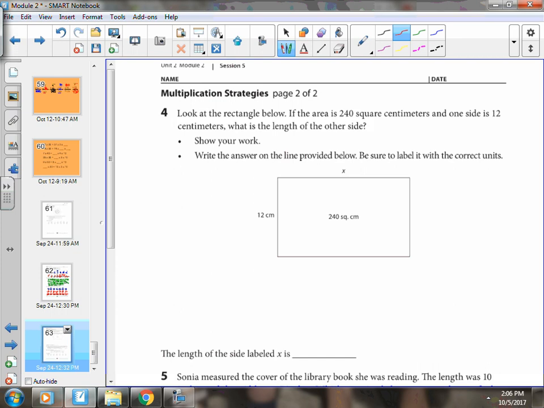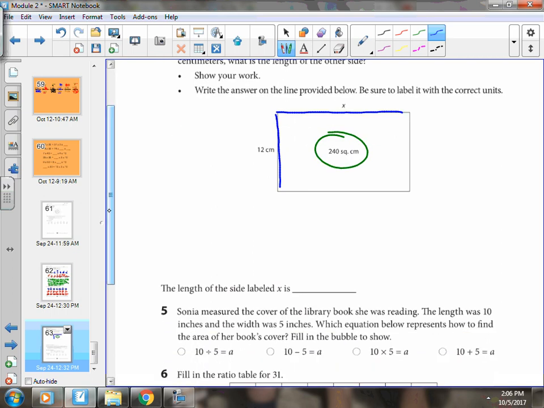Home Connections 34. Look at the rectangle below. The area is 240 square centimeters. One side is 12 centimeters. And they want to know what's the other side. I know that 12 times 2 is 24, but the area is not 24. The area is 240, which has a 0 there, which makes me think of the number 10. So I really need it to not be 2.